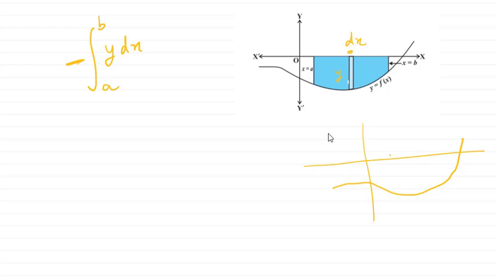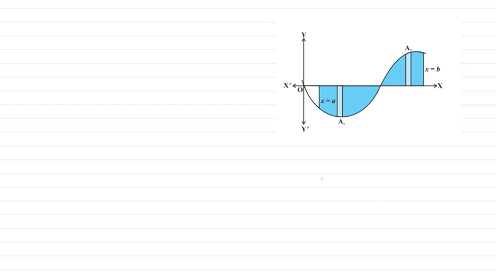So when your curve is below the x-axis, you will take the positive value only. You will take the mod of whatever area you get. You have to consider this while solving questions, because area can't be negative, so you need to take the positive value of this. Now this is another case, when you can get something like this also.